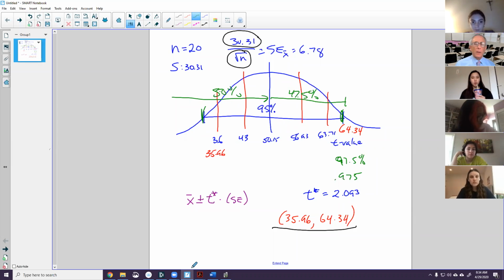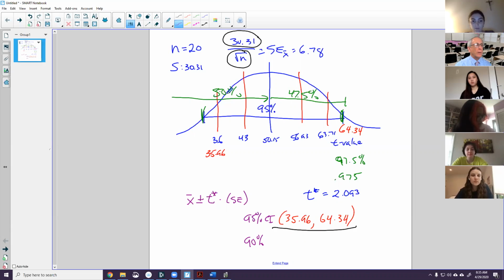Annie, I want you to help me with this. So this is my 95% confidence interval. Is a 90% confidence interval going to be a smaller interval or a larger interval? Would it be a smaller interval? Indeed, it would be smaller, right?